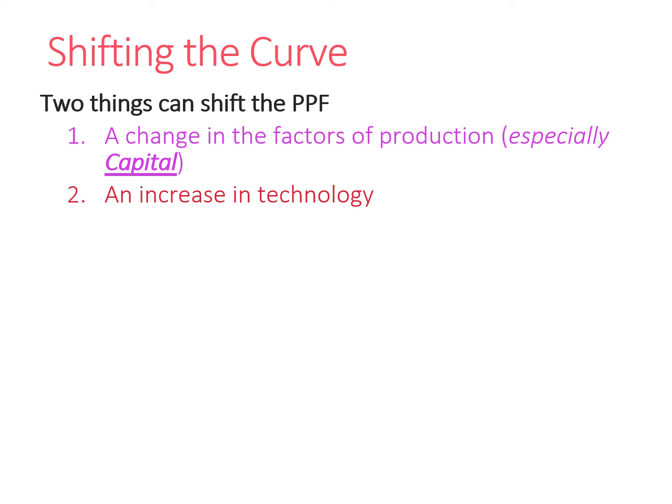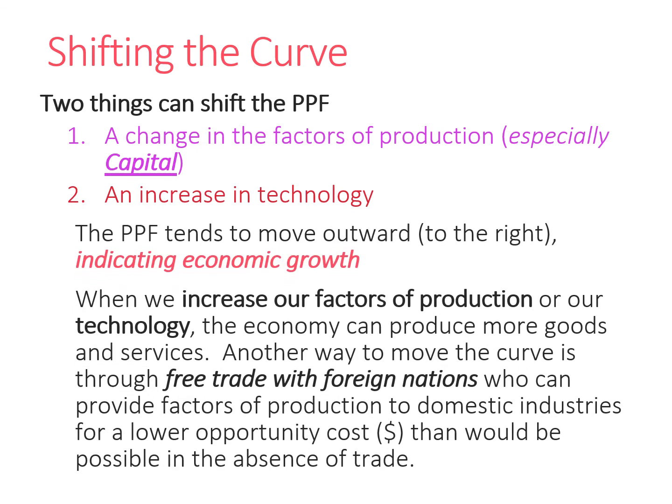Now, since technology usually applies to those tools and machines, that's why a change in technology can also increase our production possibilities. In other words, if we've got better ways of producing things, it becomes possible to produce more things with the same amount of resources, okay? Now, the production possibilities frontier tends to move outward to the right, which is, like I said, an indication of economic growth.